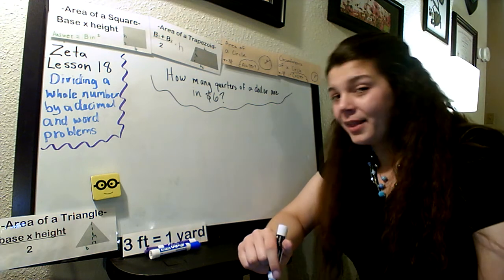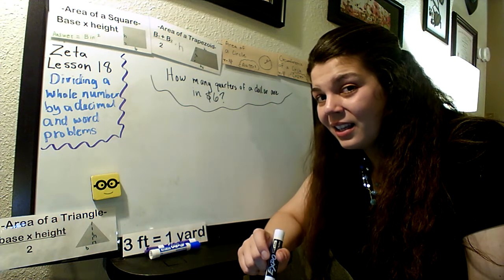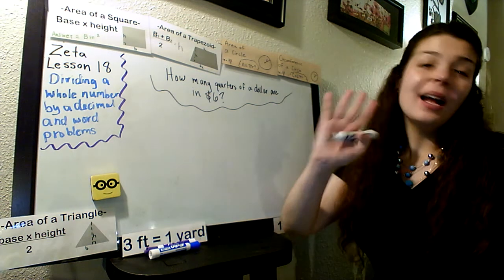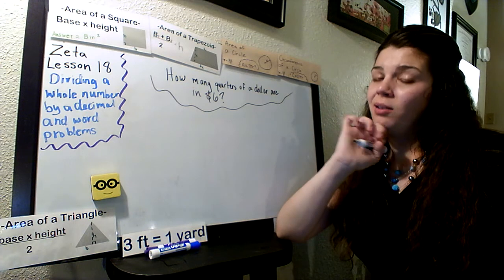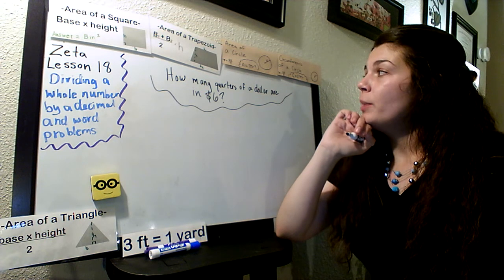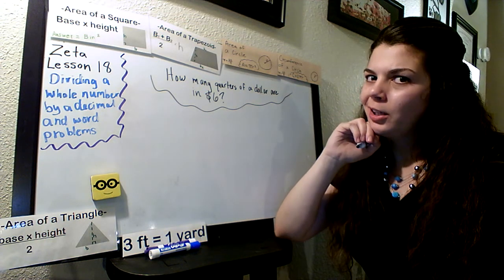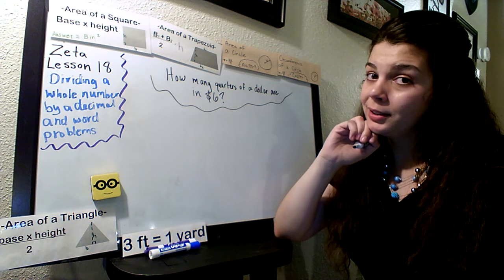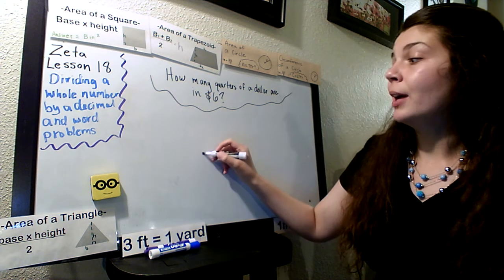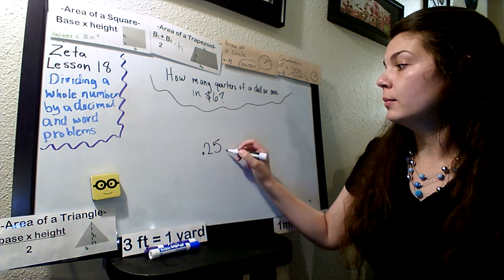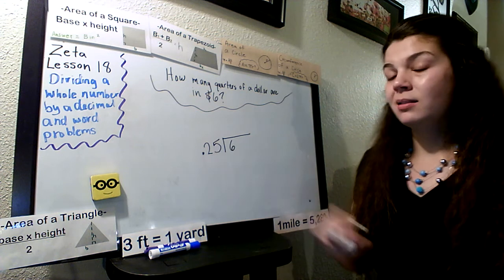But the main thing they're asking is they're not asking by fours. They're asking how many quarters of $1? How much is a quarter of $1? 25 cents into $6.